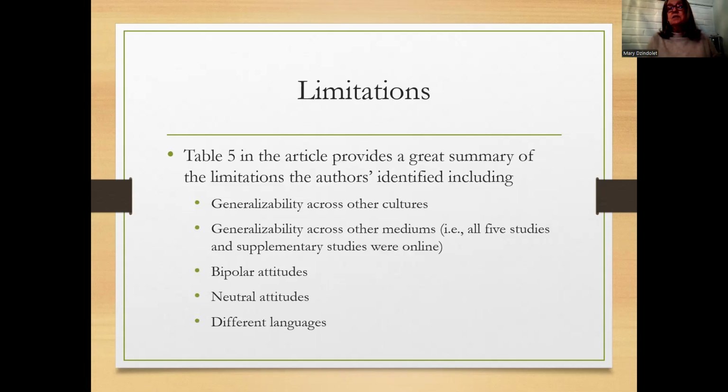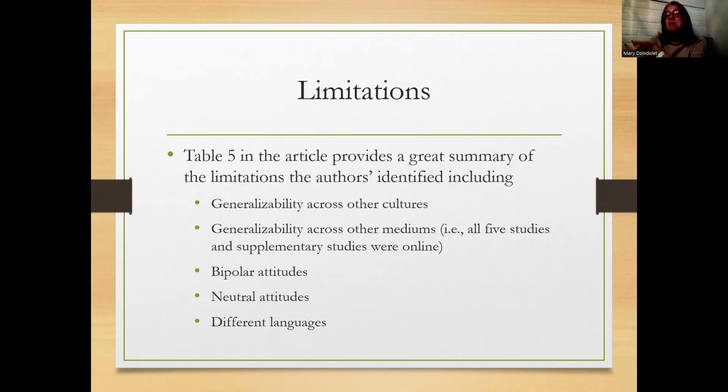The limitations of the study: the authors do a phenomenal job, I thought, outlining tons of different limitations. I direct you to table 5 in the article. They list and really explain a whole bunch of different limitations: generalizability across other cultures, generalizability across other mediums. All 5 studies and the supplementary studies were all done online. The attitudes were really extreme. What about neutral attitudes?